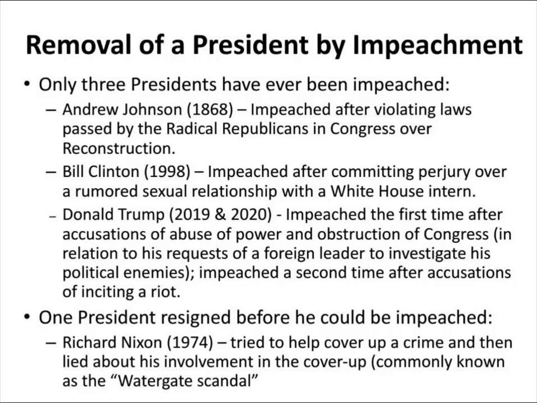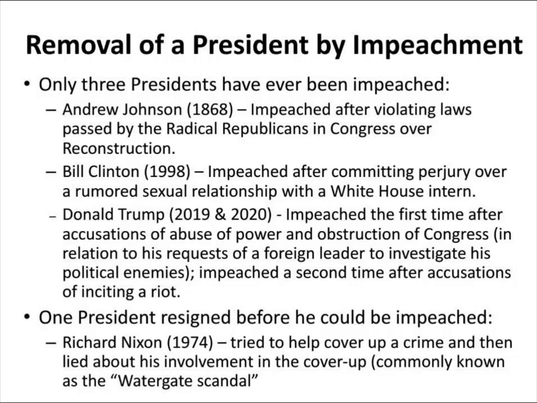So we've never had a president removed from office. One president, however, resigned before he could be impeached because he knew not only would he be impeached, but he would likely be removed from office and convicted. Richard Nixon, in 1974, tried to help cover up a crime and then lied about his involvement in the cover-up, and this is commonly known as the Watergate scandal.